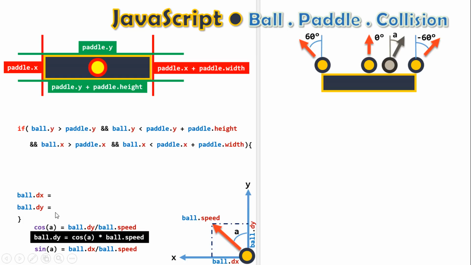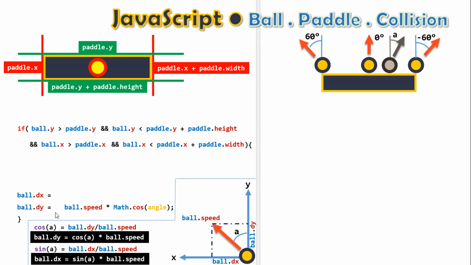So ball.dy equals cosinus of the angle times the ball.speed. So in my code I will write Math.cos of the angle times the ball.speed. And for the ball.dx, it is equal to the sinus of the angle times the ball.speed. So now we just need to calculate the angle.